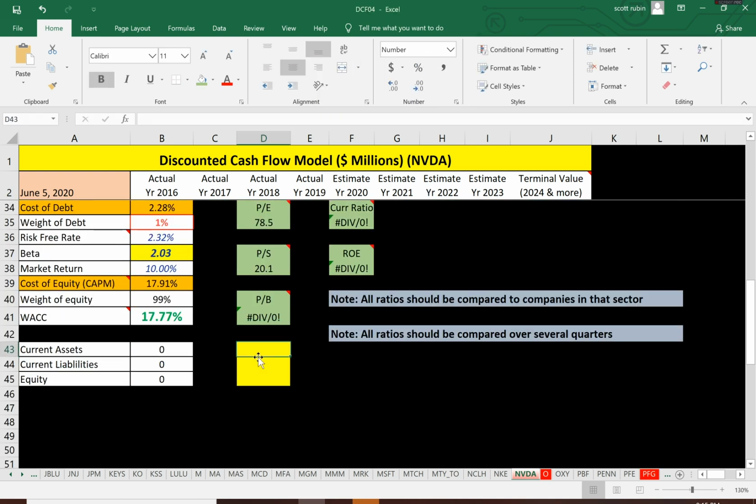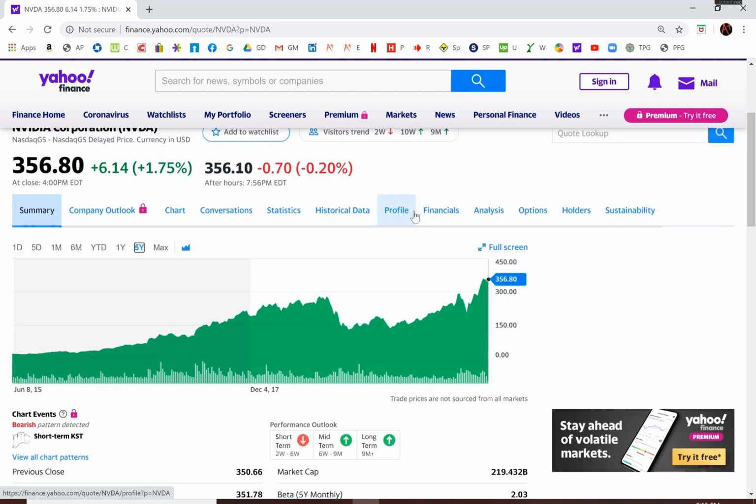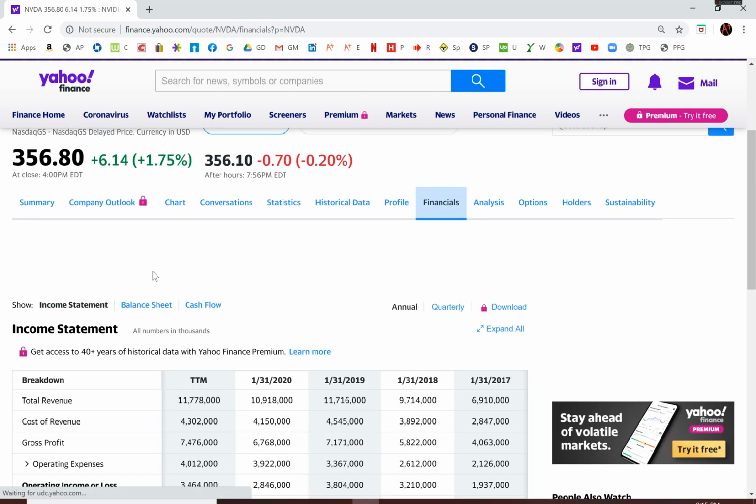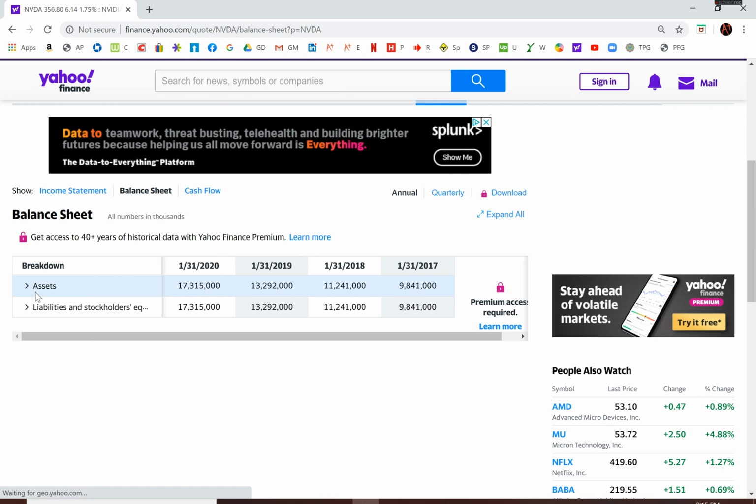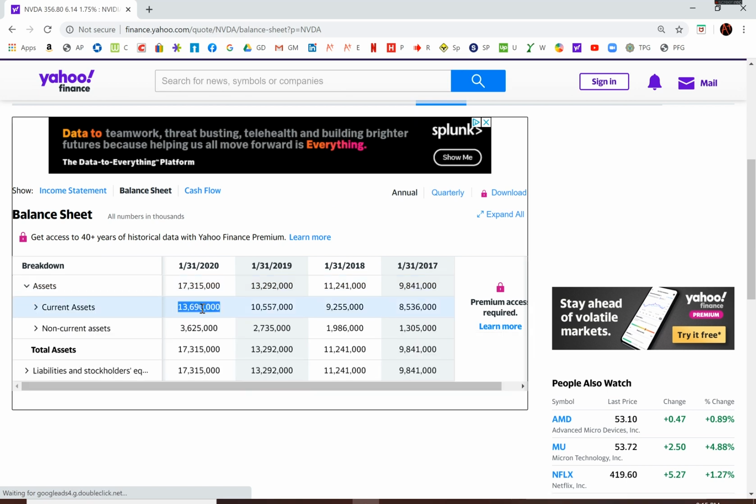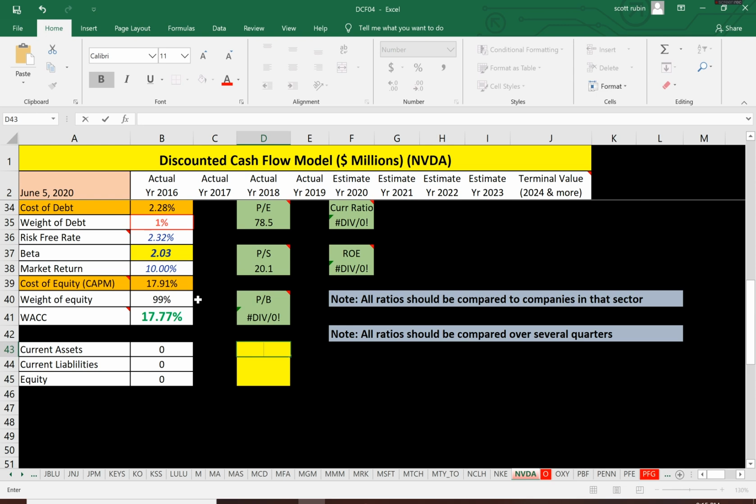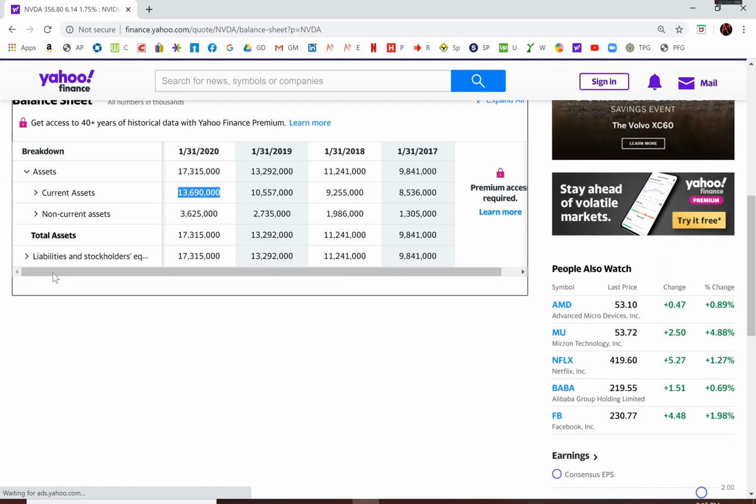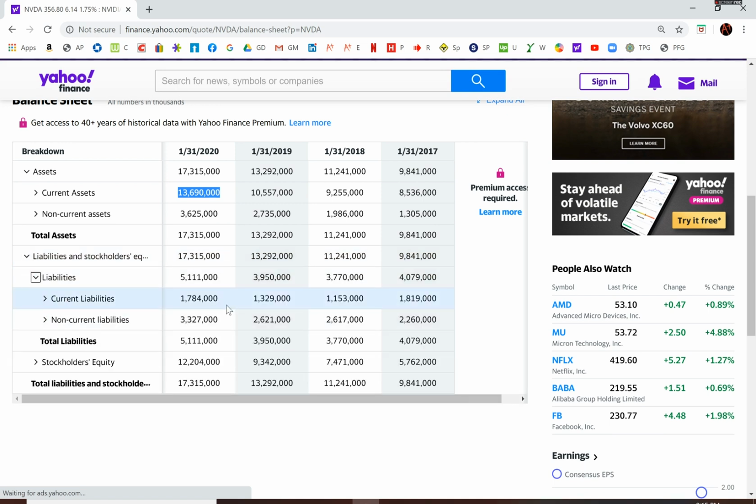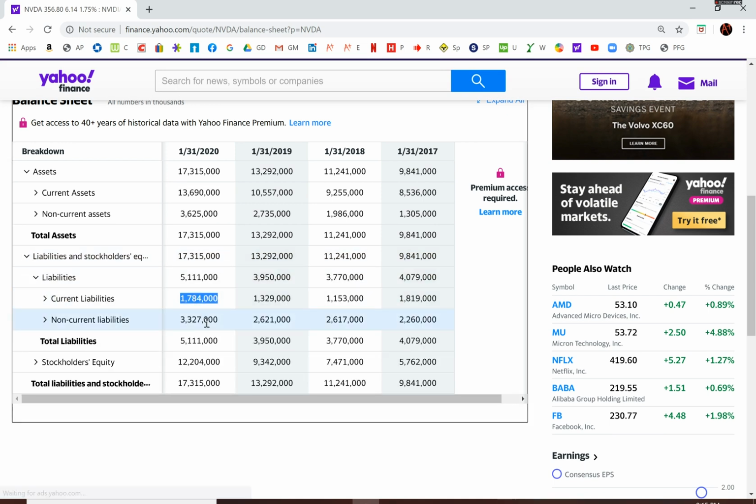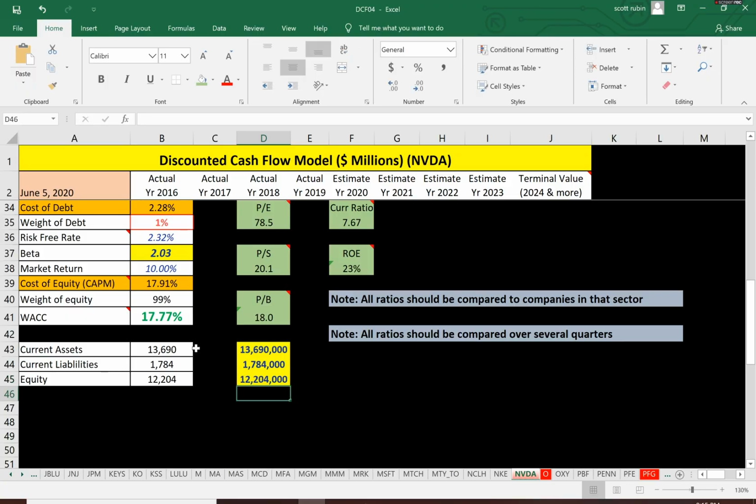And I got to go back to the balance sheet to get some information in order to calculate some of the ratios. So let's go to the balance sheet. Let's get the current assets. And that's $13.5 billion. That's assets that can be converted to cash within 12 months. That's why they call it current. And current liabilities are liabilities that are due within 12 months. And stockholders' equity is the total assets minus total liabilities. And that's like the value of the company according to the balance sheet.